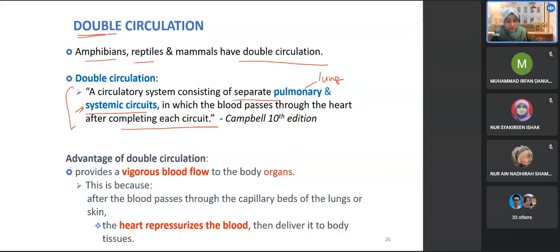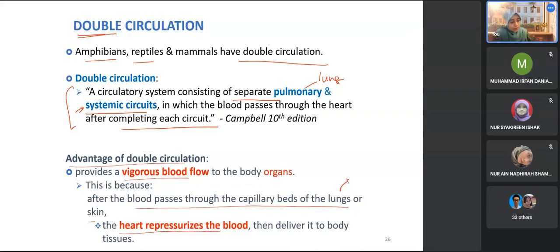Advantage of double circulation: it provides a vigorous blood flow to the body organs. This is because after the blood passes through the capillary beds in the lungs or the skin, the heart will pressurize the blood, then deliver it to the body.